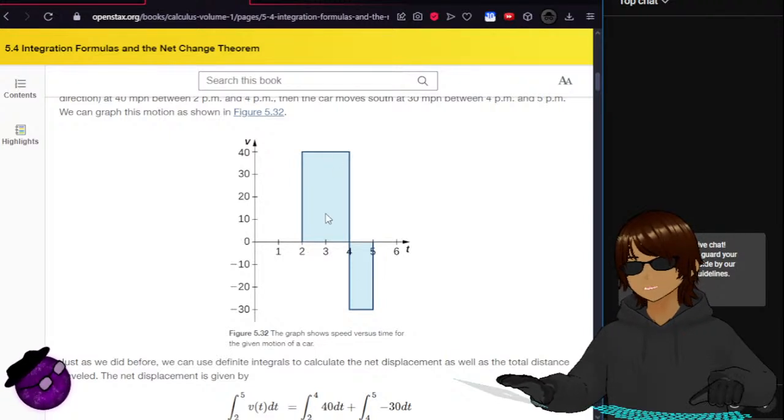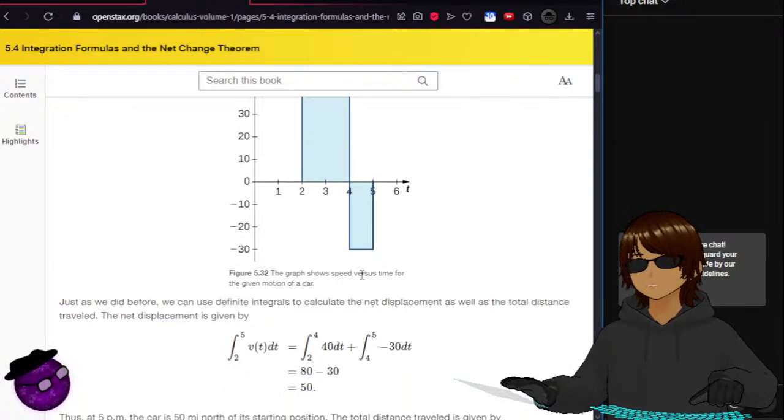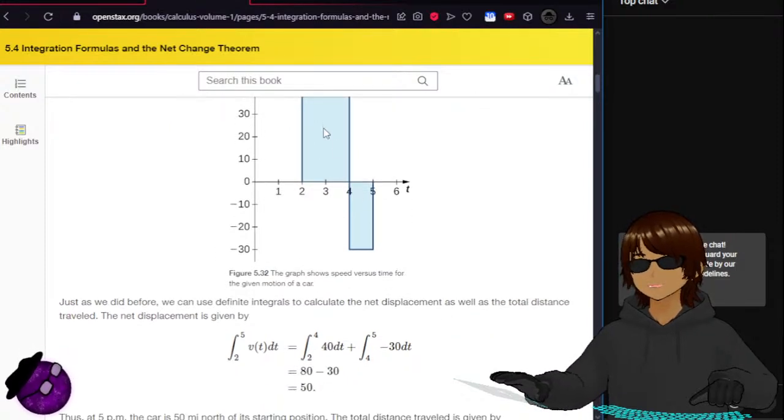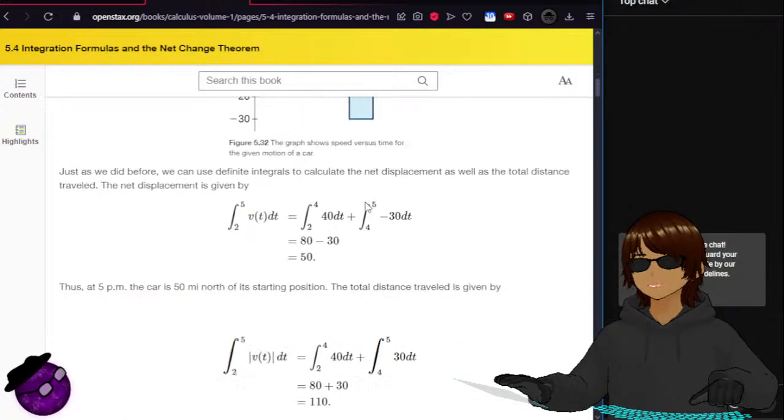So the integral of this and the integral of this. Since this is minus area, this minus this would give you the net area. So basically area of this is 80. Area of this is 30. So if you are integrating both of them, it won't give you 80 plus 30. It will give you 80 minus 30. It will give you the net area.